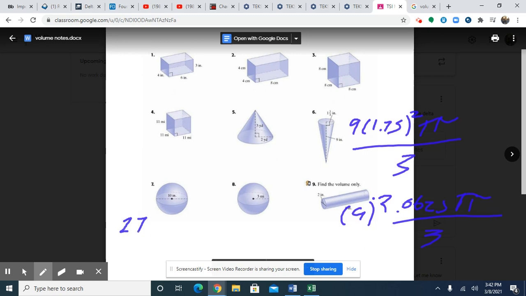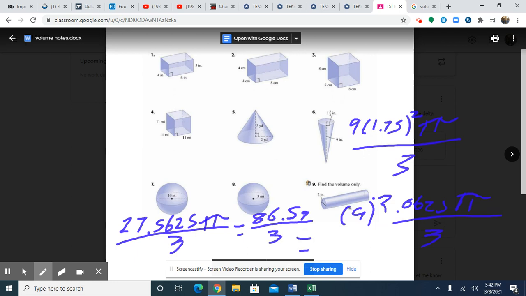So that's 27.5625 pi divided by 3. Now, since it's already a decimal, I'm just going to go ahead and multiply this by pi, which gives us 86.59. And then divide that by 3, which would give us a volume of 28.86. And we usually want to try and round to 2 decimals.